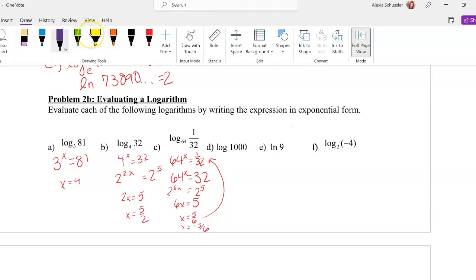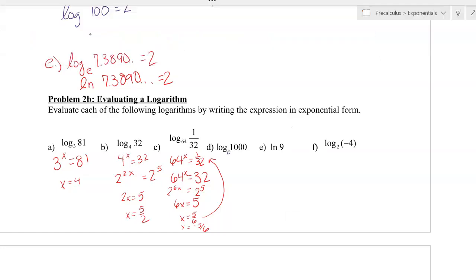On D, I've got log of 1000. Alright, so remember, they're going to be sneaky, and they're going to say, okay, we've got log base 10. So that tells me that 10 to the something equals 1000. And then just guessing and checking a little bit, that should just be 3.